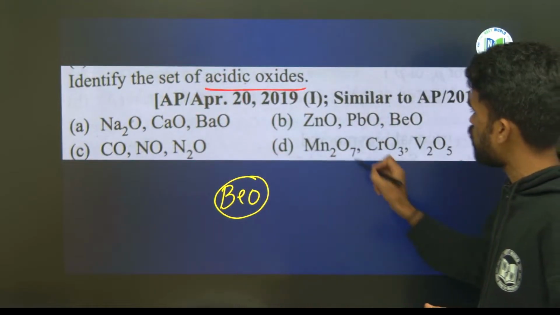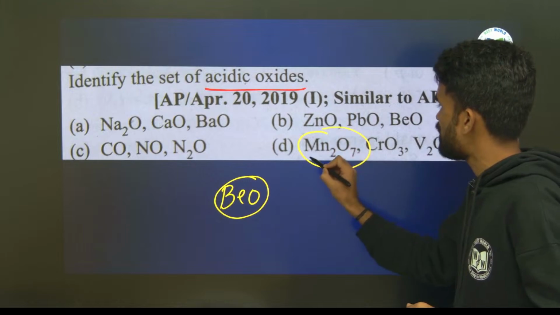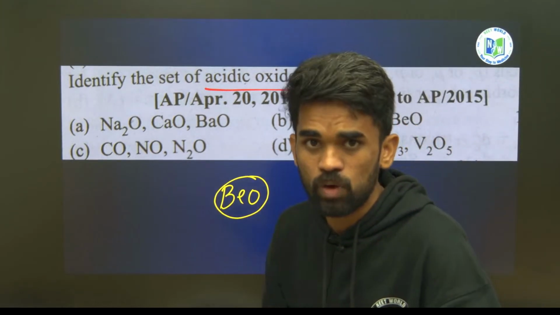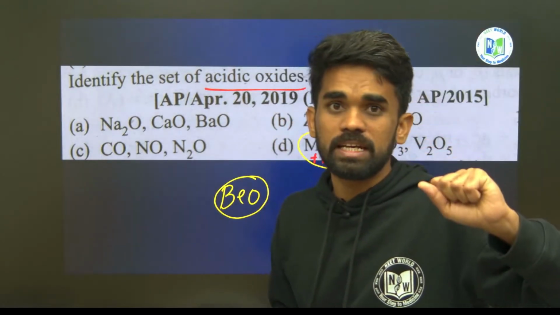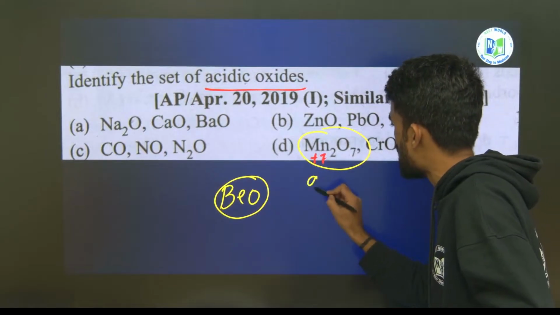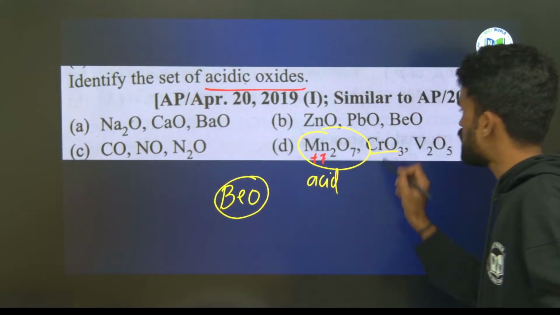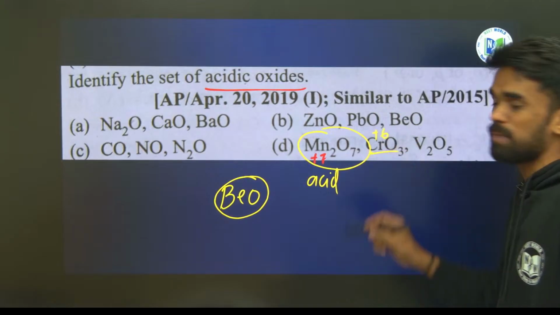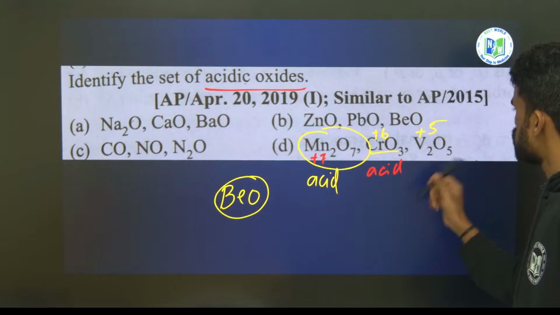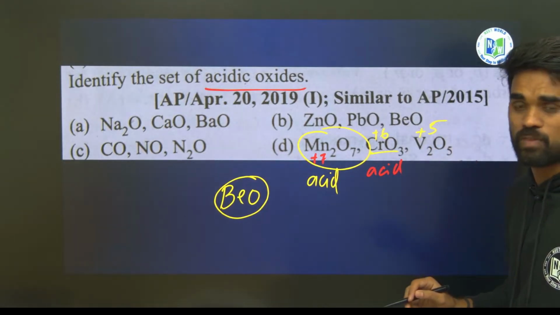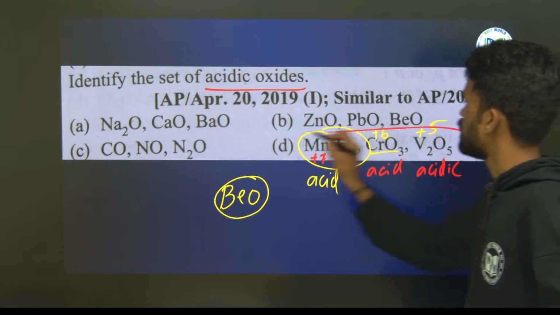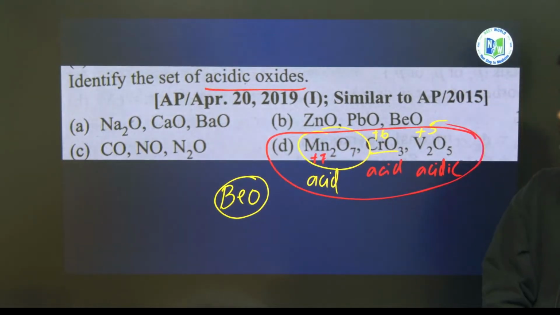Look at here, we have manganese with +7 oxidation state. Metals in their lower oxidation state can be basic, but in their highest oxidation state, especially for manganese, +7 is the maximum, so here it will be acidic. Again chromic oxide, chromium +6, again maximum, this is also acidic. Vanadium is +5, the maximum oxidation state possible for vanadium, so this is also an acidic oxide. So all of option D are acidic oxides.